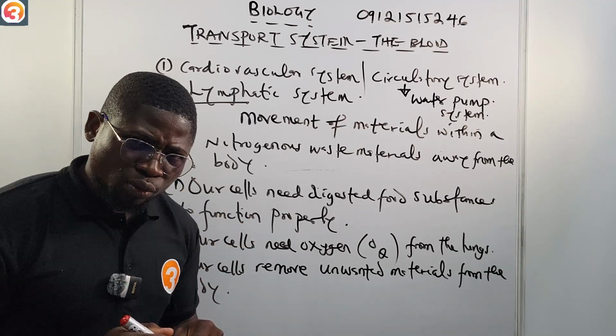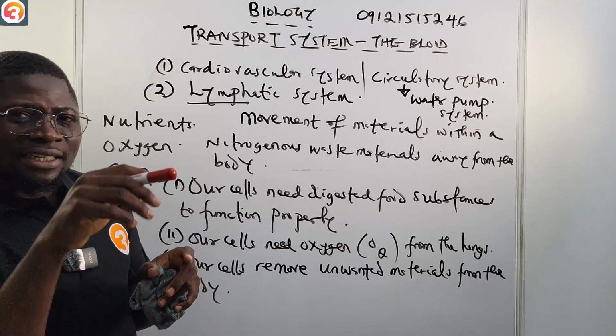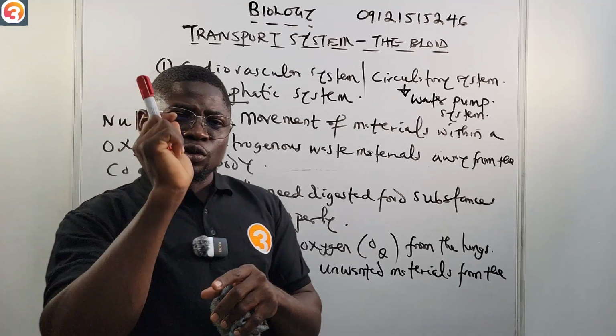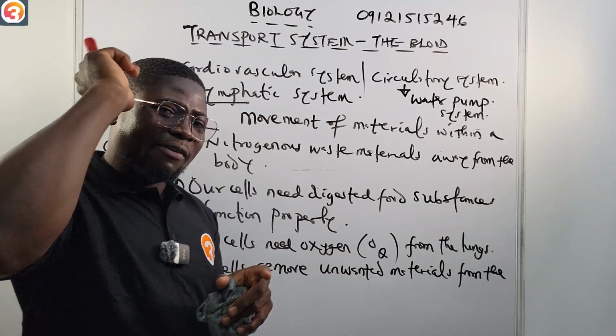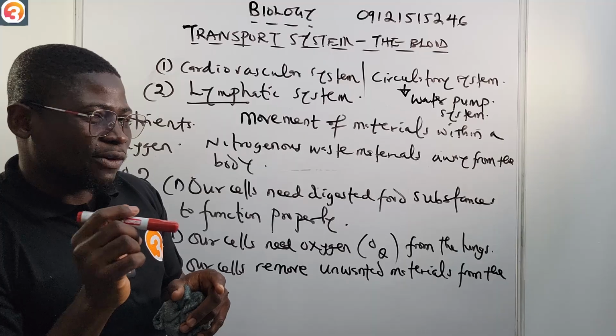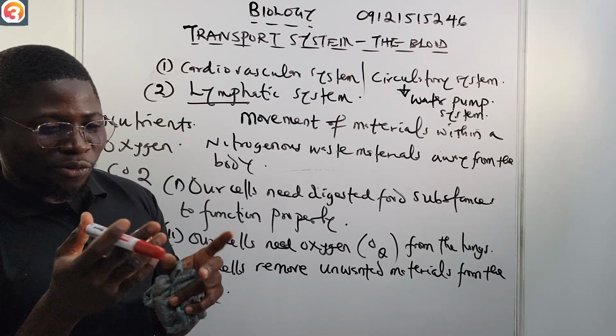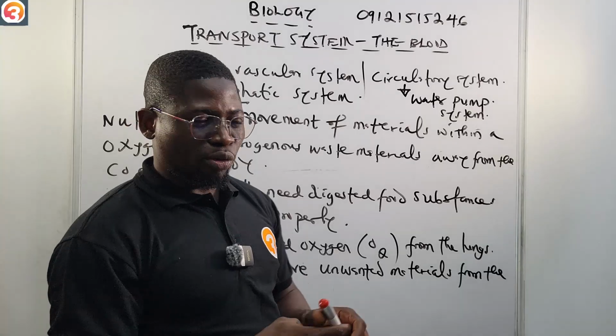Then number two, there are pipes that connect from the tank, where the water goes when you pump water, into your homes. And there's water inside those pipes when you are pumping water. So see the circulatory system like a water pump system.